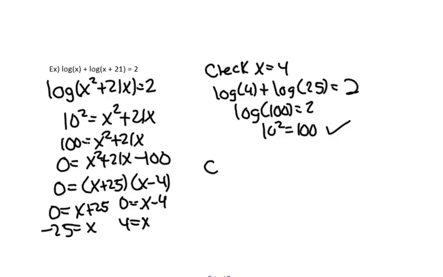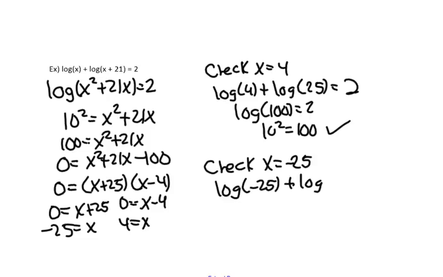Now, let's check x equal to negative 25. So now we can take a look. Log of negative 25 does not exist. And this does not exist either. So x equal to negative 25 is not a solution. Remember, the domain for logarithmic expressions has to be greater than 0. Okay, so let's go to the next page then.